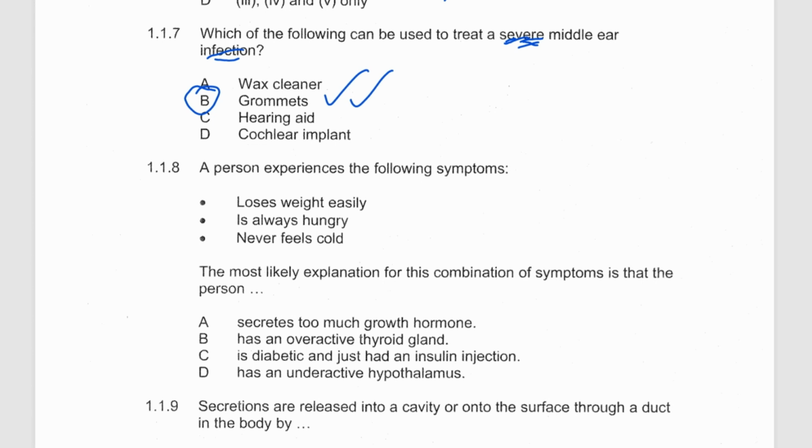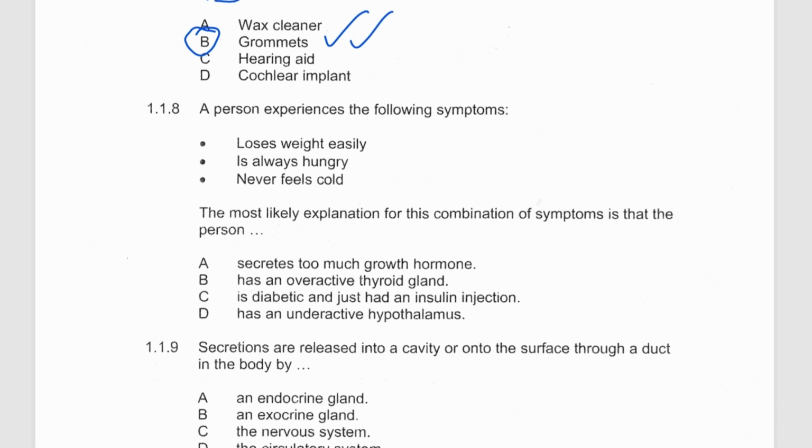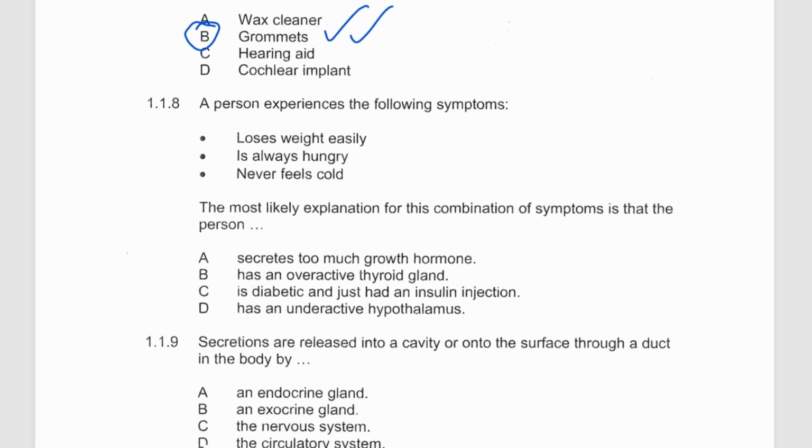The person experiences the following symptoms: loses weight easily, is always hungry, never feels cold. The most likely explanation of this combination of symptoms is that the person secretes too much growth hormone, no, has an overactive thyroid gland, probably. Diabetic, no. Has underactive, no. B becomes the most correct answer.